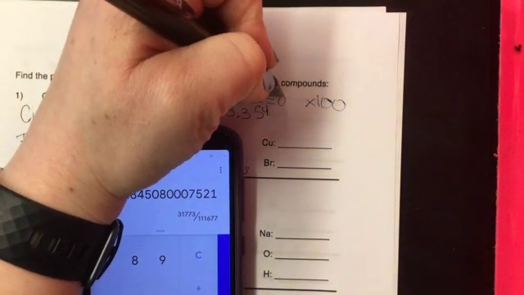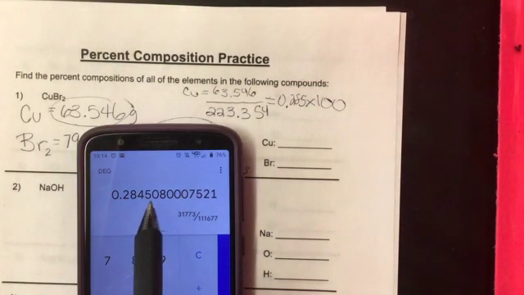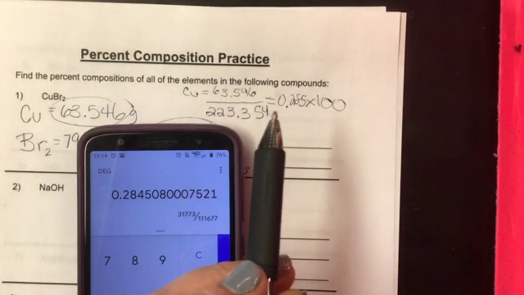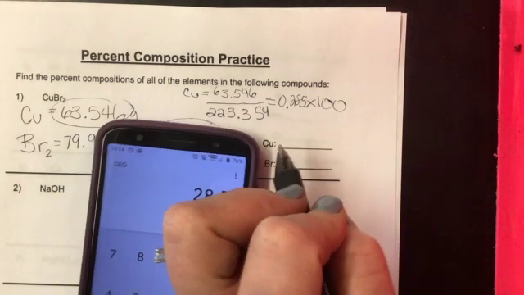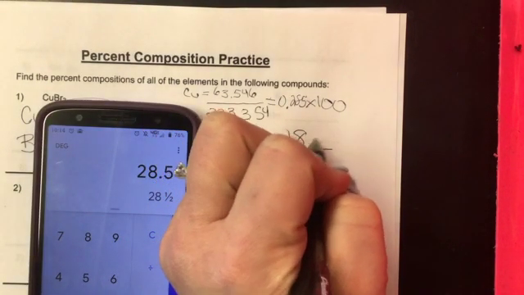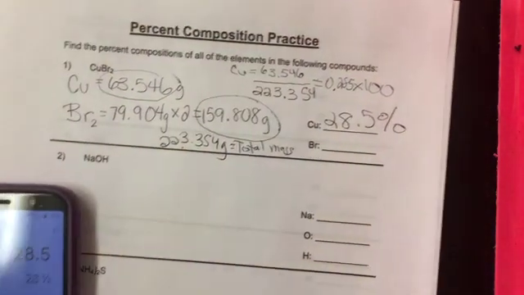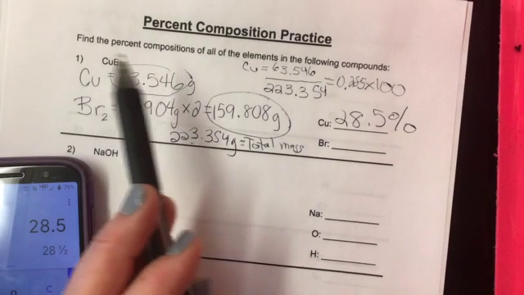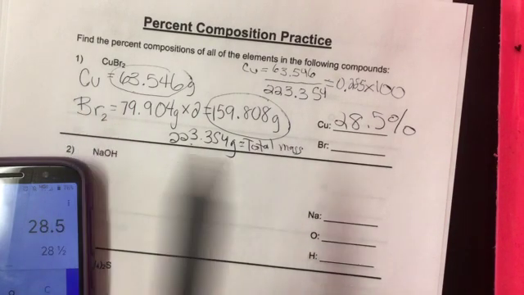So I'm going to do 0.285, and I'm putting 285 because since this is a 5, I'm rounding up. I put that times 100. I'm just going to take that to the calculator: 0.285 times 100, and I get 28.5%. I'm going to put that right here. 28.5% is my copper. So that means that in CuBr2, 28.5% of that substance is actually copper by mass.